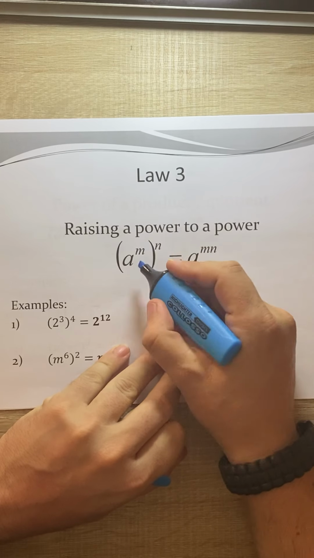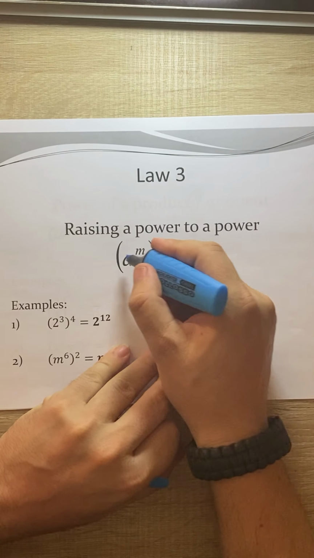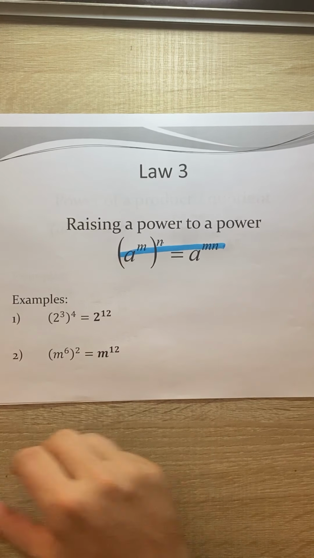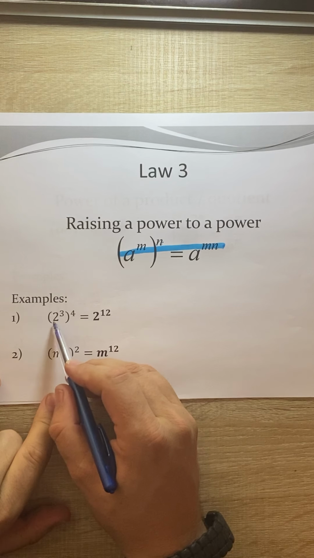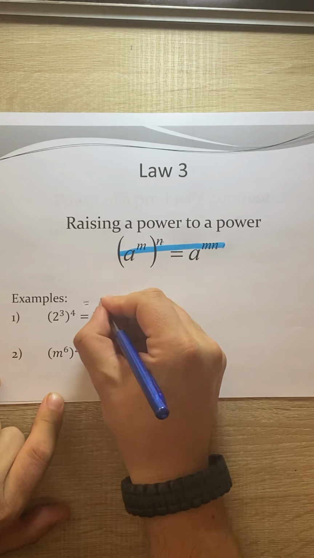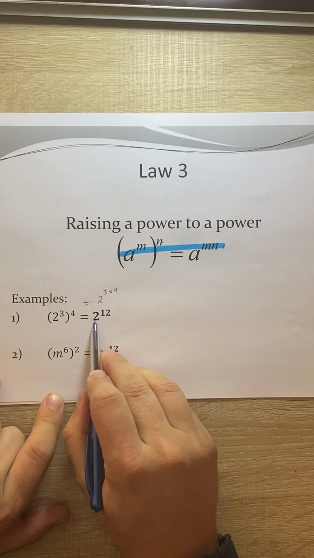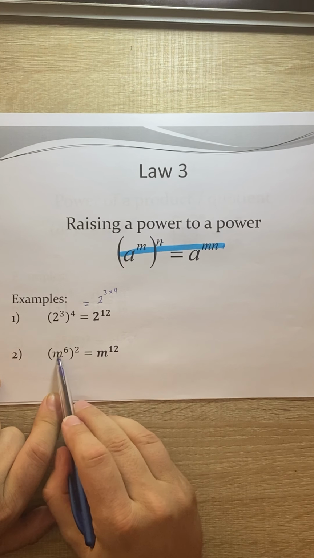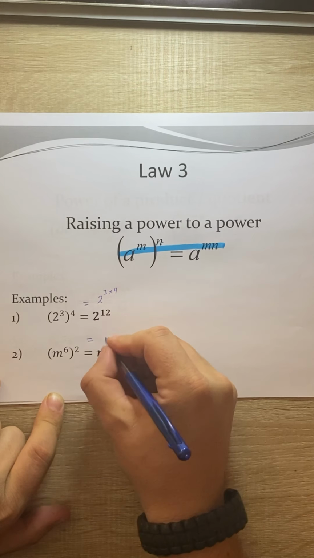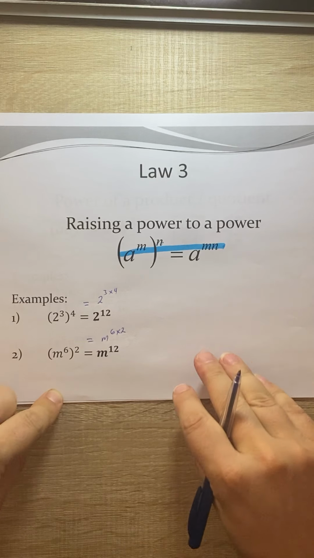Then your third law. If you've got something to the power of something raised to another power, we multiply the exponents. All right. So if we have a look here, we've got 2 to the 3 raised to another power 4. So this would be 2 to the 3 multiplied by 4, which will give us 2 to the 12. Over here, we've got m to the 6 raised to another power 2. So this was m to the 6 times 2, which will give us m to the 12.